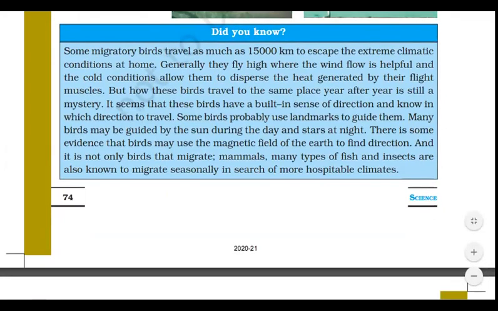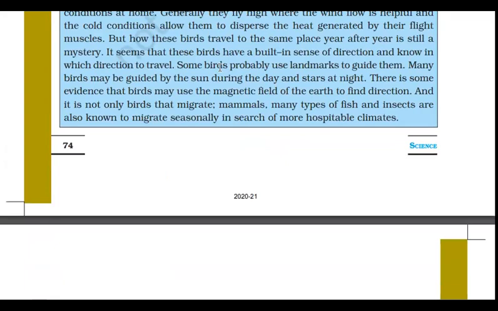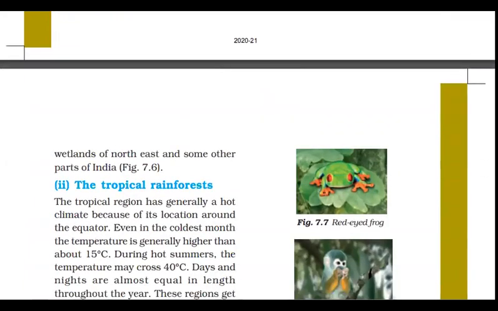Okay, very good. I'll send you a video on bird migration, how birds migrate and all. It's an interesting video. I'll send it to your WhatsApp group. Okay, now this is your first region. Now, when you talk about the second region, wait, I'll just show you.